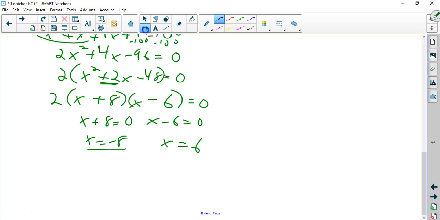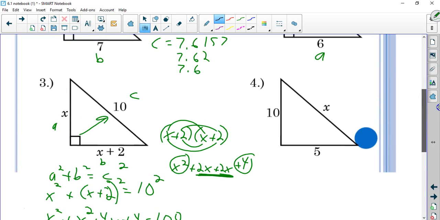Now, there's a problem with this answer right here. If we go back up and we plug in negative 8 right here, x is negative 8. That's not possible. You cannot have a negative distance, a negative measurement like that. If you're 5'10", and you stand on your head, you're not negative 5'10". If I run a 100-yard dash, if I run back to the starting line, I didn't run a negative 100 yards. I ran 100 yards both ways. So there's no negative distance.